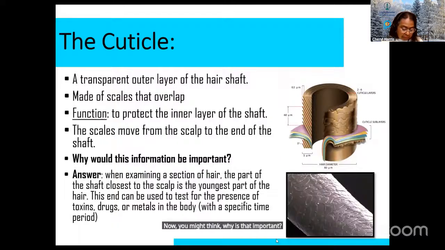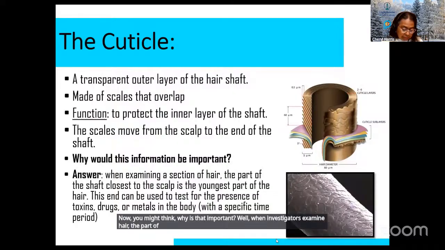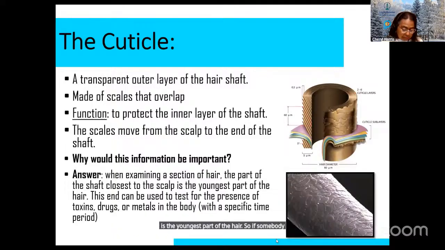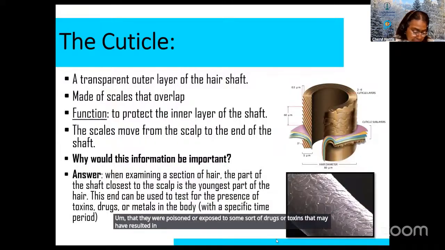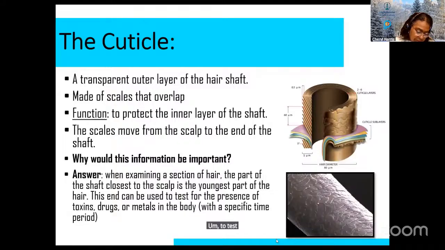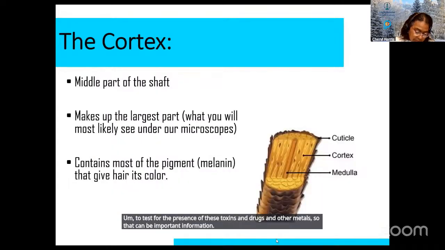Well, when investigators examine hair, the part of the shaft that's closest to the scalp is the youngest part of the hair. So if somebody dies under suspicious circumstances and they may suspect that they were poisoned or exposed to some sort of drugs or toxins that may have resulted in their death, they can use different hair samples and test those hair samples using a process called neutron activation analysis to test for the presence of these toxins and drugs and other metals. So that can be important information.